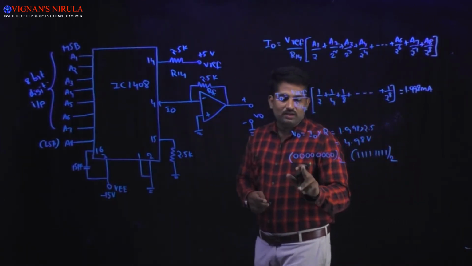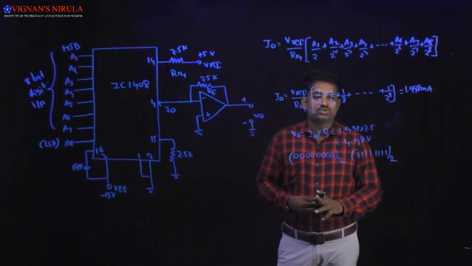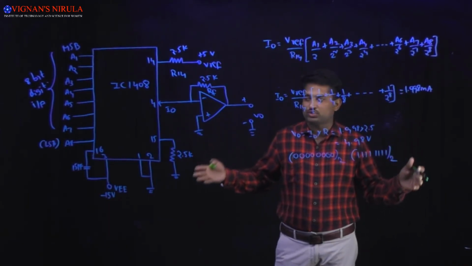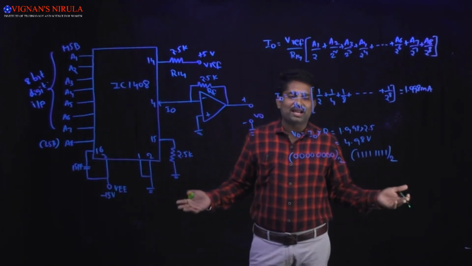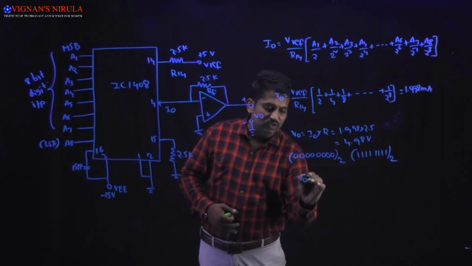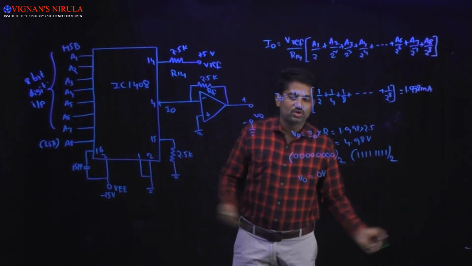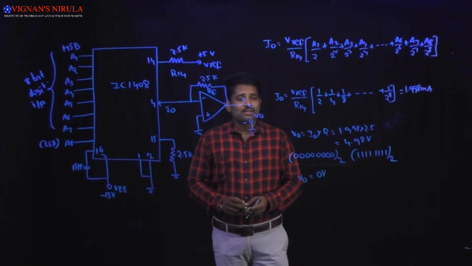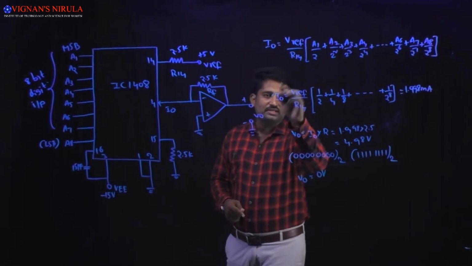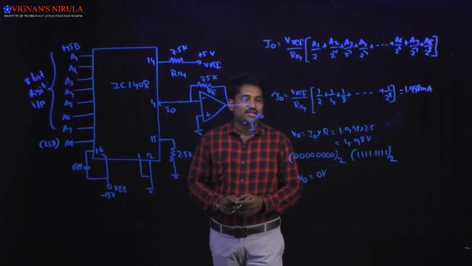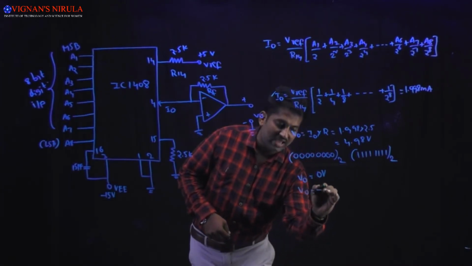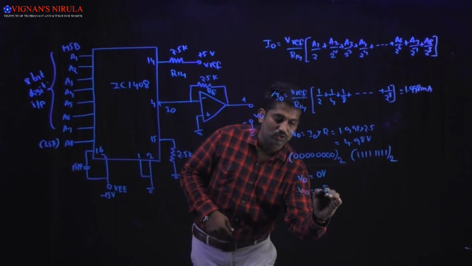Now when the binary input voltage is equal to zeros, that means all the binary inputs applied to the IC1408 are zeros, then the current will be equal to 0. Then obviously we will get the output voltage V0 is equal to 0 volts. Similarly, when the binary inputs are all ones, then you will get the output current as 1.998 milliamperes, and we all know that V0 is equal to minus I0 into RF.